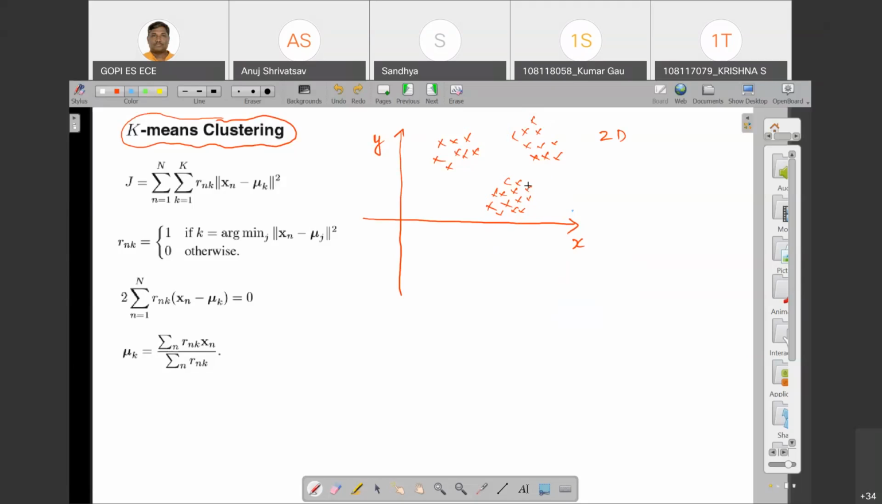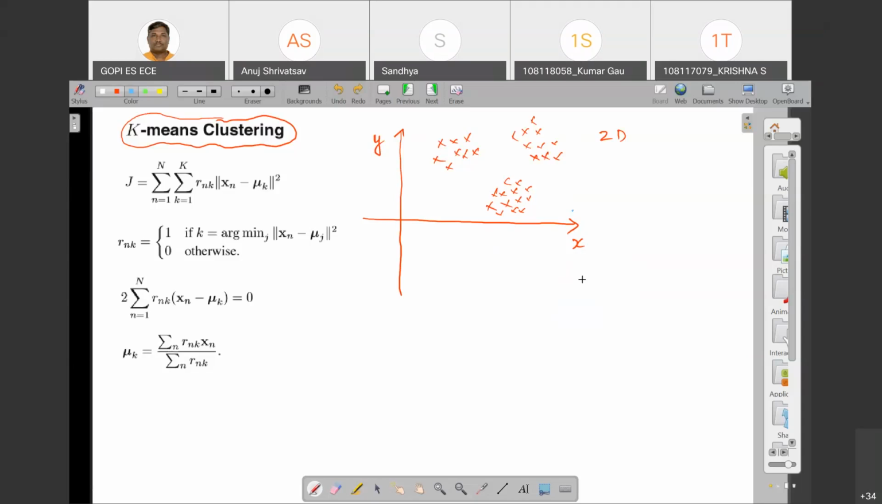We need to solve this. Actually, we need to know the number of clusters. Once you know the number of clusters, we can identify the mean and covariance matrix of the individual clusters. There is no class label; it is an unsupervised algorithm, and one of the unsupervised algorithms is the k-means algorithm. That's what we are discussing now.